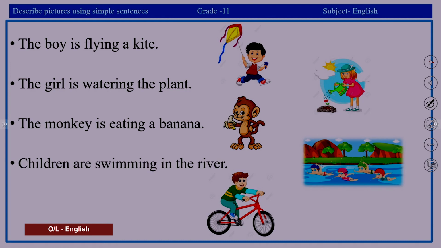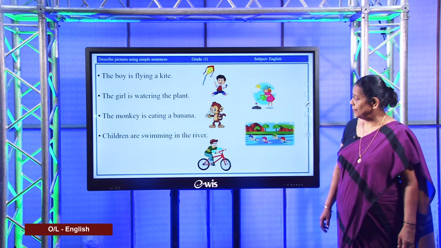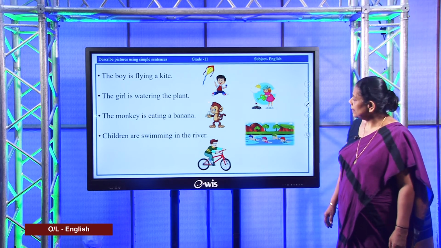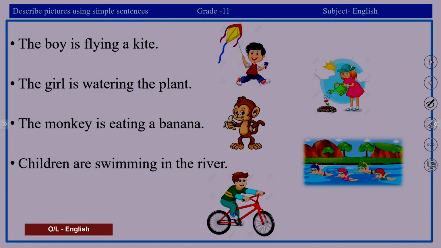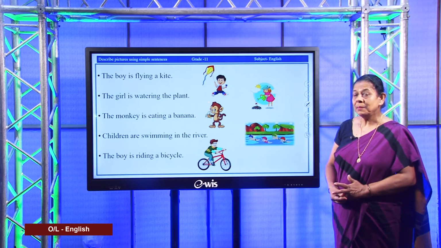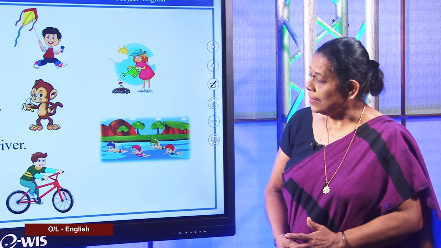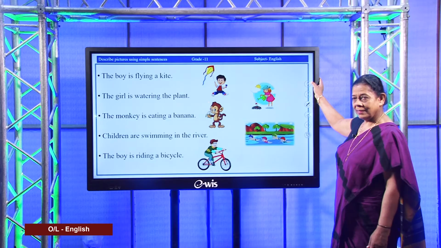Yes, children are swimming in the river. What are they doing? They are swimming in the river. Right. Yes, the boy is riding a bicycle. Can you see the boy riding a bicycle? The boy is riding a bicycle, right?